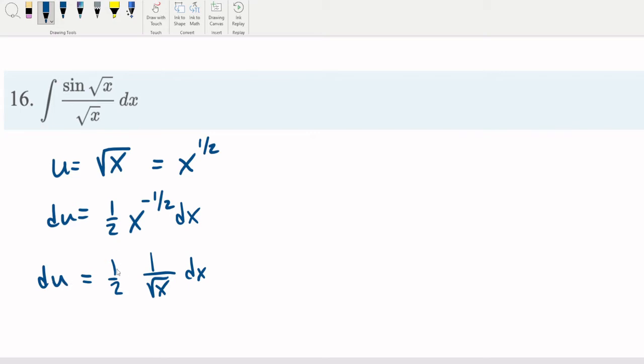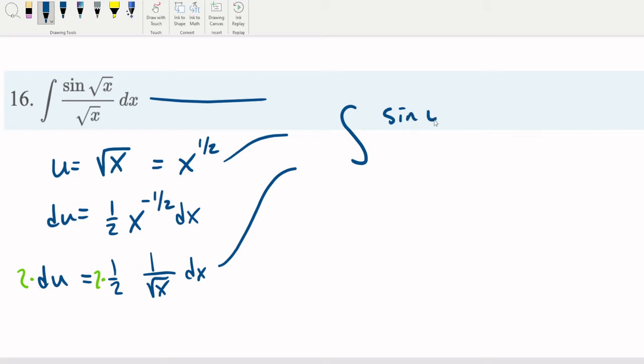We got this extra 1/2, but we know what to do. Get rid of it. Right? Get it out of there. And then what are we going to do? We're going to take this, this, and this, and we're going to put it all together. Why am I even drawing an arrow? You know where it's going. So we've got the integral of sine u.